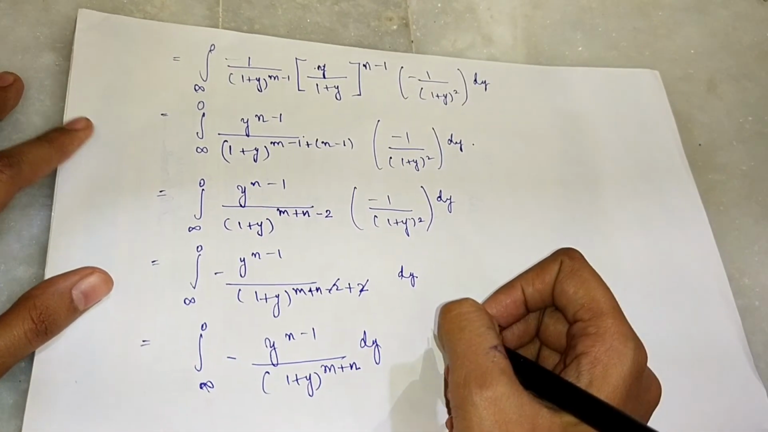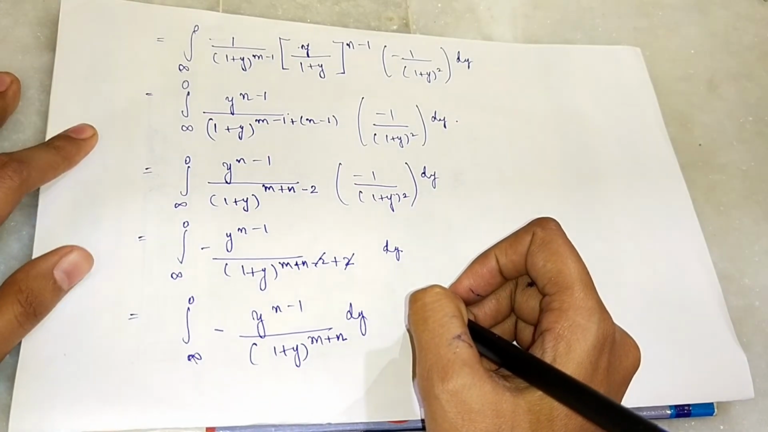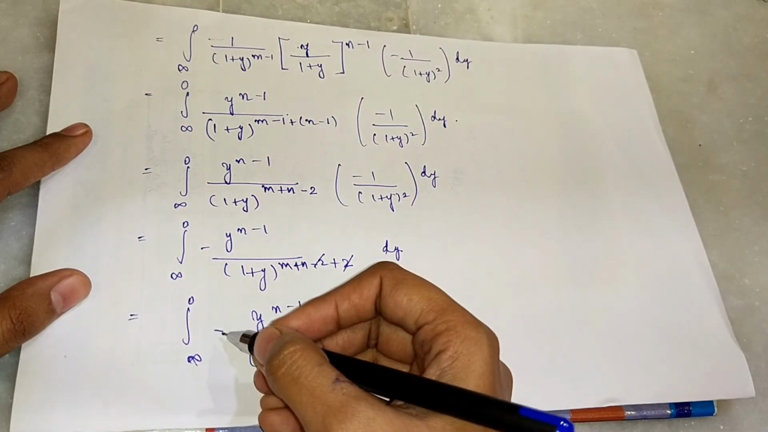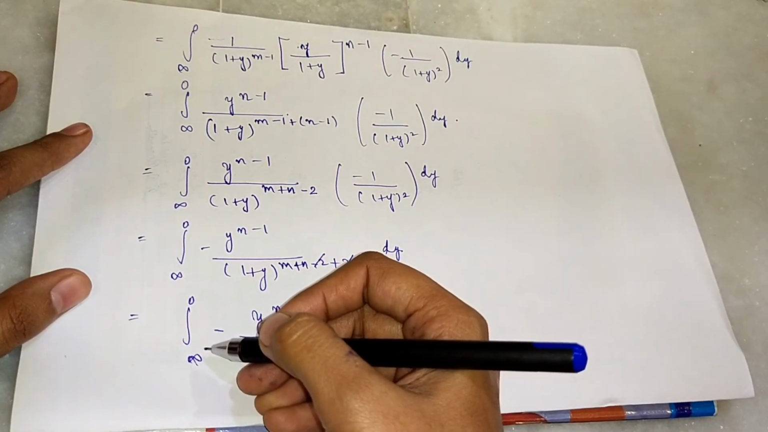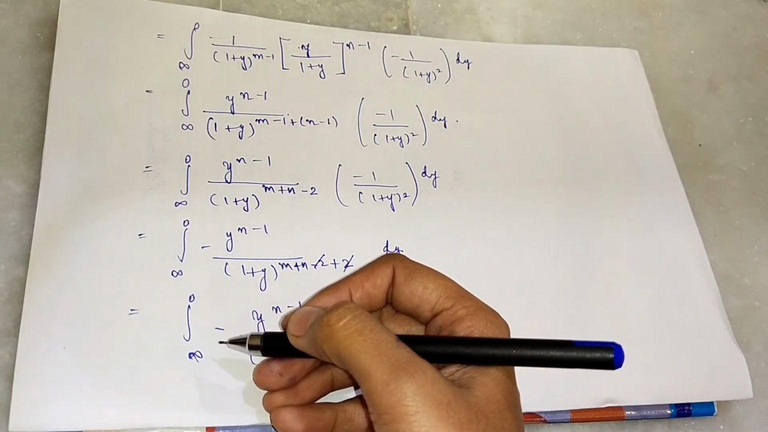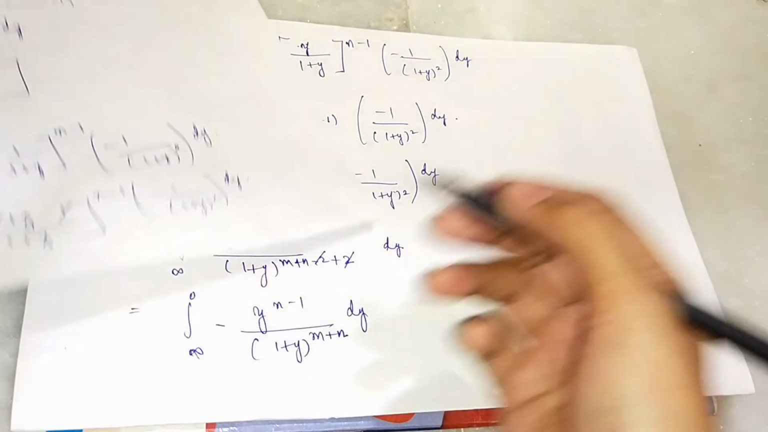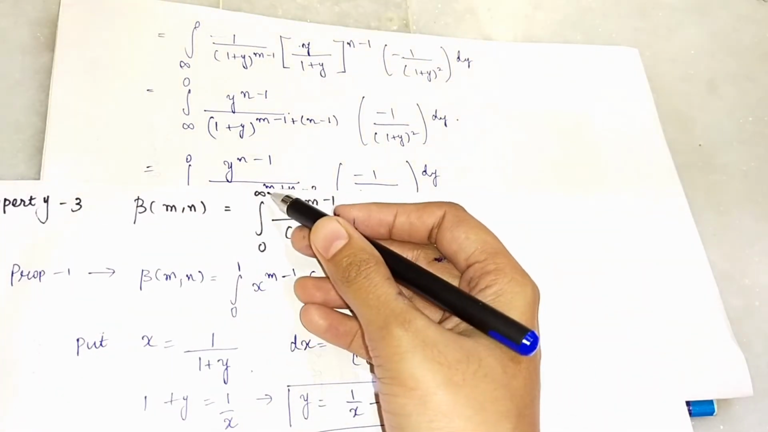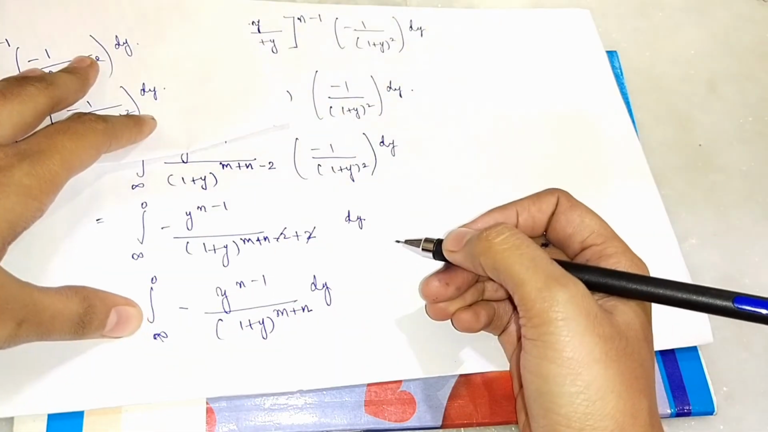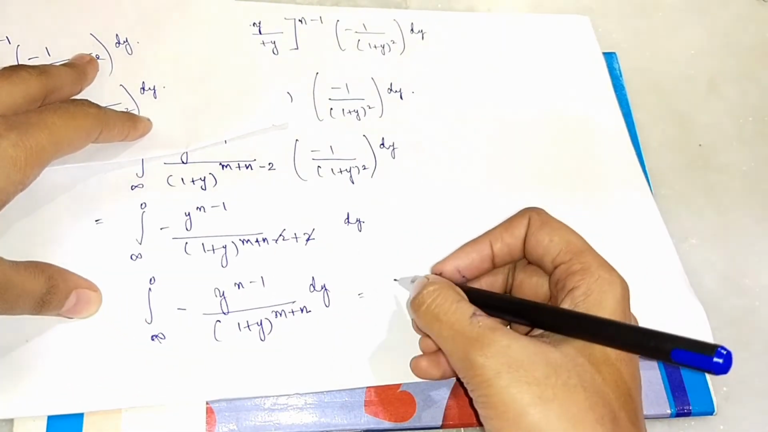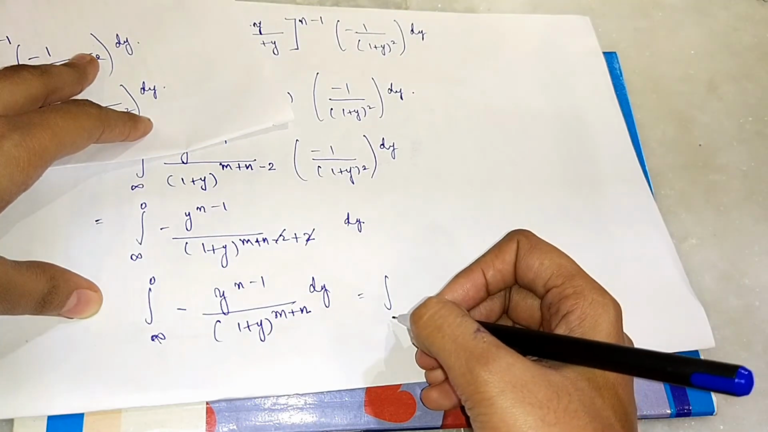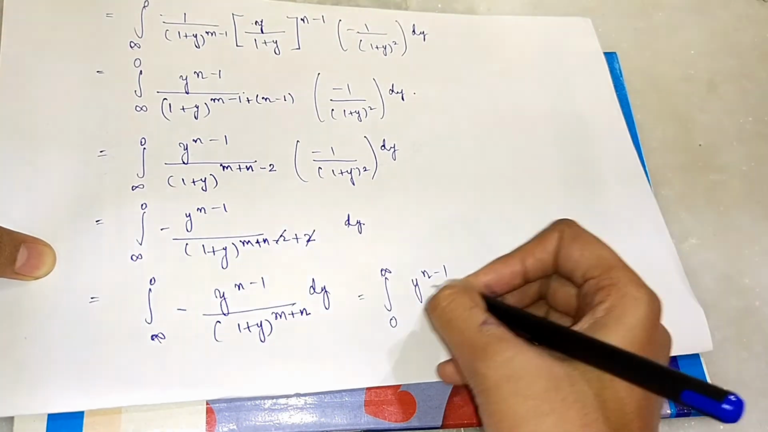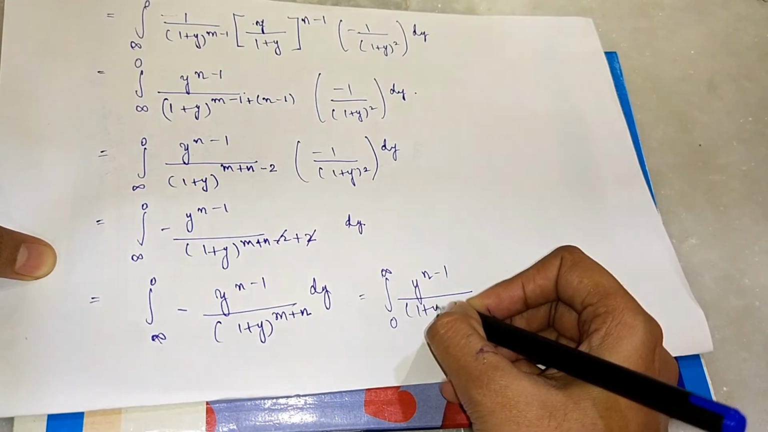But as I told you, there is one formula that if you want to remove this negative sign, then you have to change the limit. So as we want to prove property 3, we have to change the limit to 0 to infinity, and we have to remove the negative sign. So for removing the negative sign, we will write the integral from 0 to infinity of y raised to n minus 1 upon 1 plus y raised to m plus n.